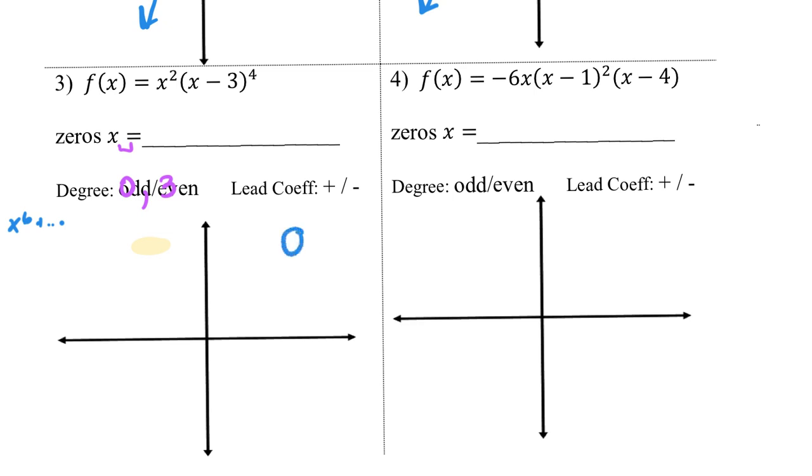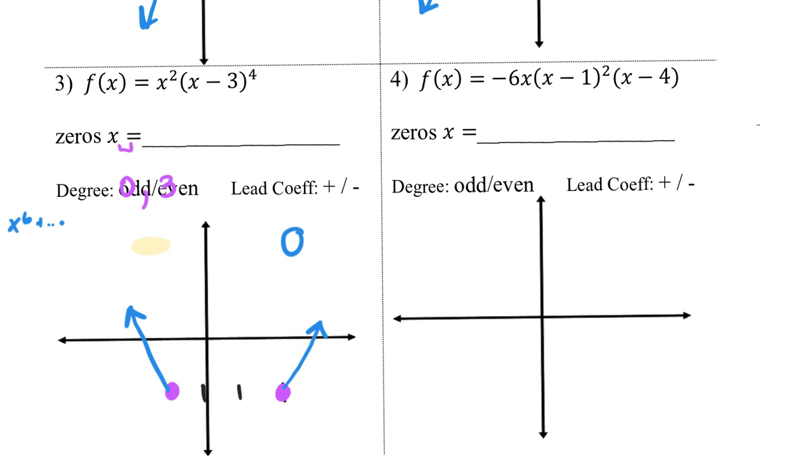So let's graph what we have. So at x equals 0, there's a 0, and at x equals 3. 1, 2, 3. Okay, this is even and positive. It's going to go up on the right because it's positive. Since it's even, it's going to match on the left. So I just need to figure out what's going to happen between here and here.